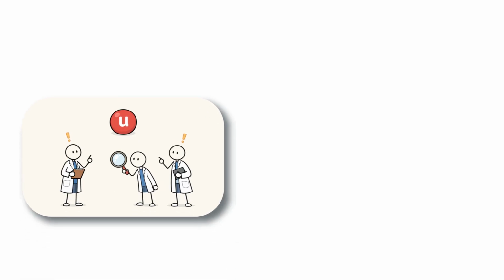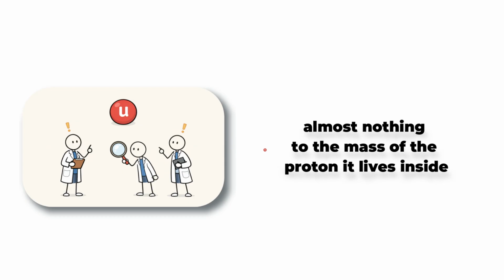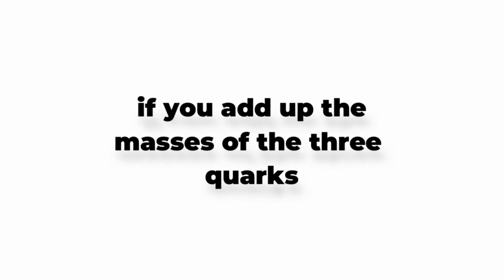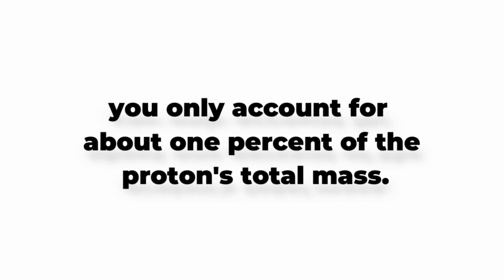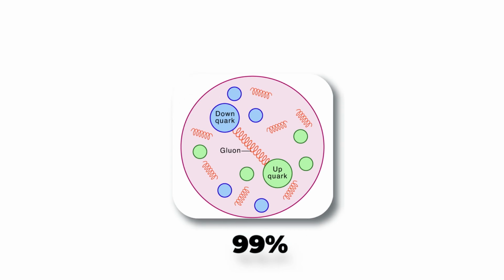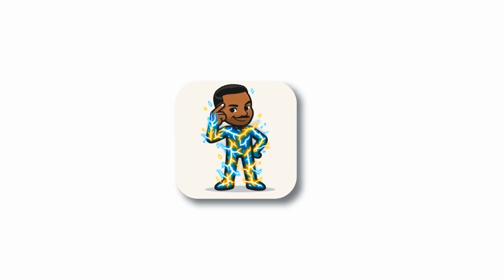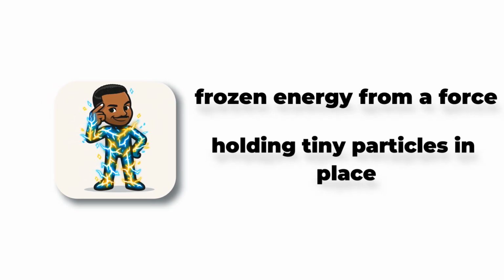Now, here is something that surprises most people. The up quark is almost unimaginably small and light, with a mass so tiny that it contributes almost nothing to the mass of the proton it lives inside. In fact, if you add up the masses of the three quarks inside a proton, you only account for about 1% of the proton's total mass. The other 99% comes from the energy of the gluons constantly flying between the quarks, binding them together. That means nearly all the mass of your body, your chair, this planet, is really just frozen energy from a force holding tiny particles in place.